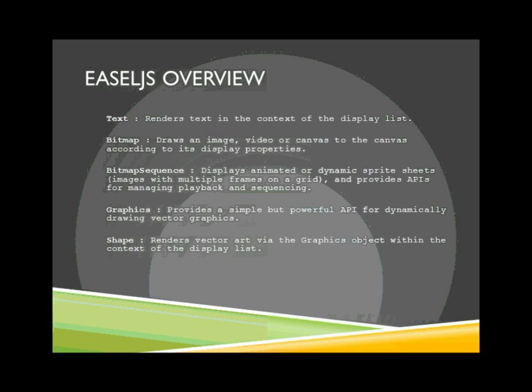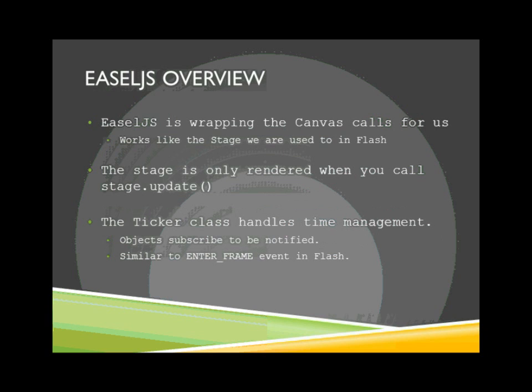So you should see back on the screen. Again, it's wrapping the canvas calls for us to use. Works just like a stage. If you are used to using Flash, this will be very similar. The stage is only rendered or shown a display again when you hit the stage.update. The ticker class handles the time management. And again, it's definitely frames per second. If you use Flash, it's very similar to the interframe event in Flash.